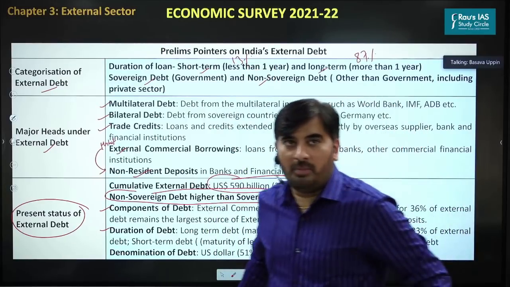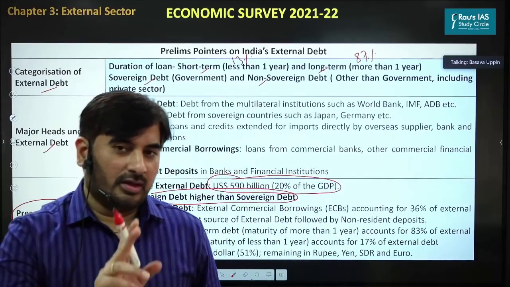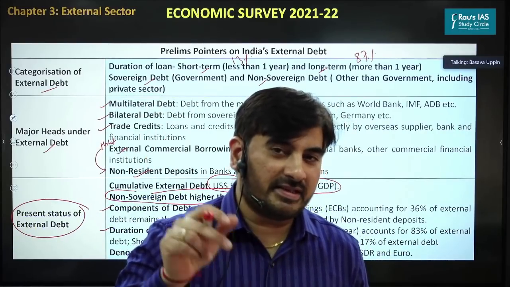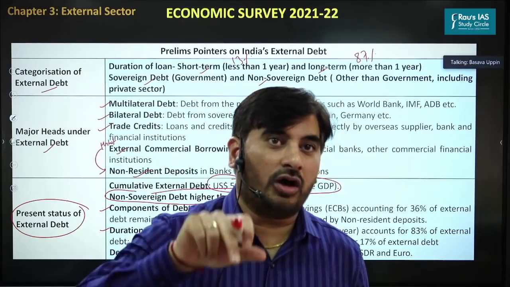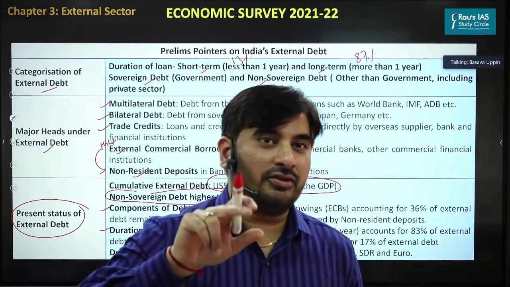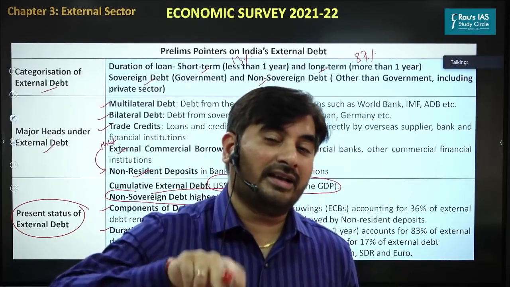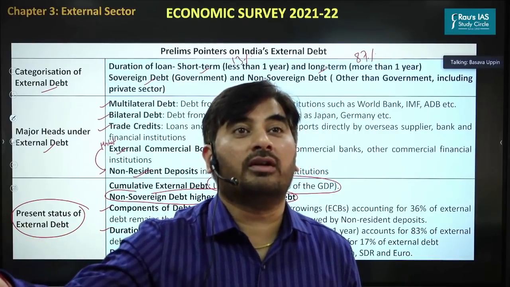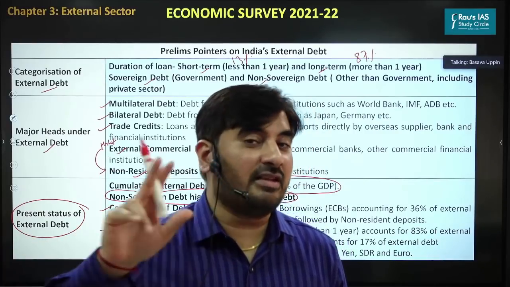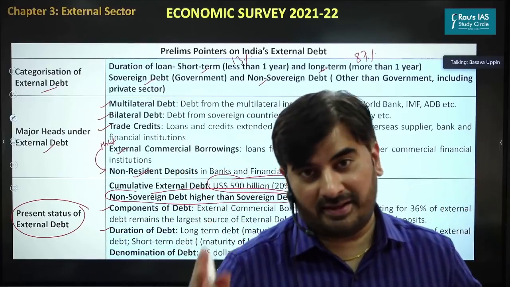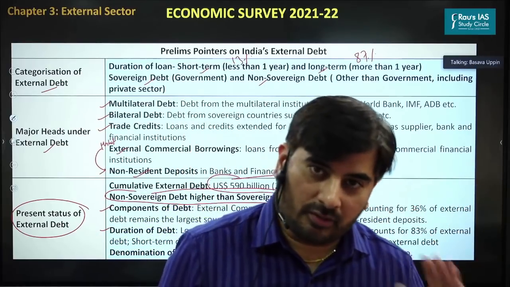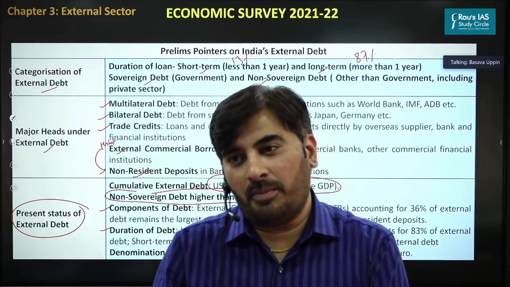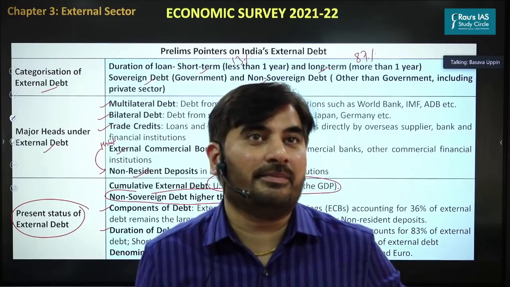And with respect to denomination of debt, this is very important. Forex reserves are always denominated in terms of dollars, as I said. But our external debt is denominated in different currencies, such as dollar, euro, pound, and so on. So please remember this difference between forex reserves and external debt. Forex reserves are always denoted in dollars. External debt is denominated in different currencies. Are we clear?